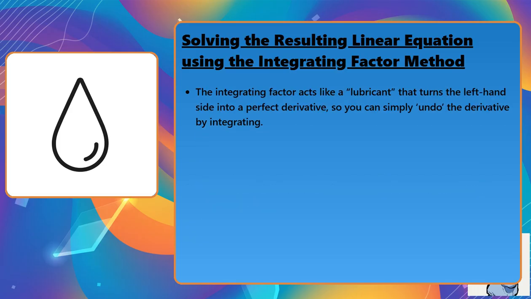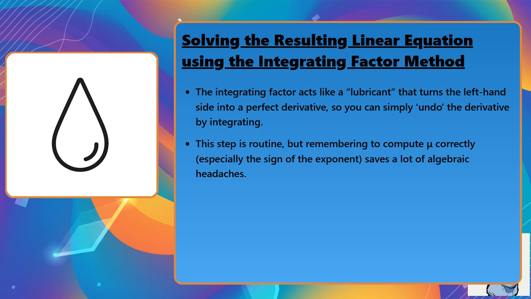The integrating factor acts like a lubricant that turns the left-hand side into a perfect derivative, so you can simply undo the derivative by integrating. This step is routine, but remembering to compute mu correctly, especially the sign of the exponent, saves a lot of algebraic headaches.